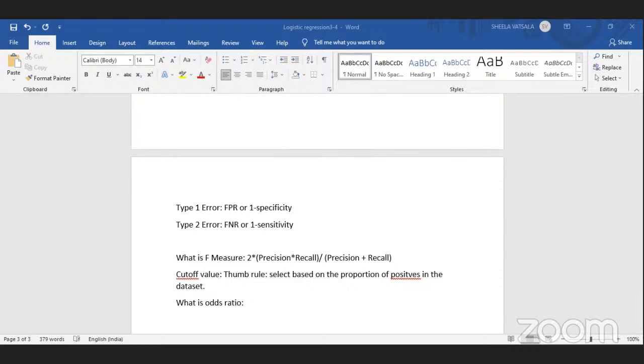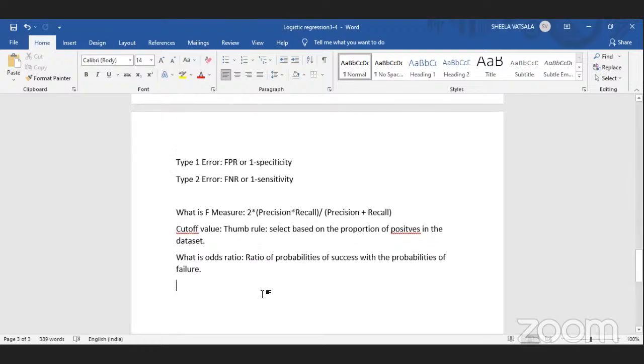Okay. So ratio of probability of success with the probabilities of failure.